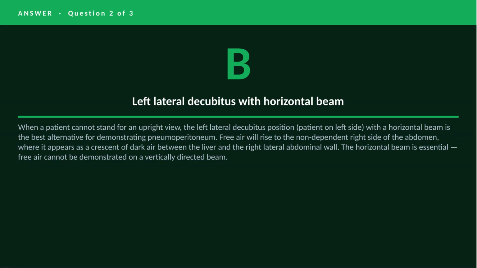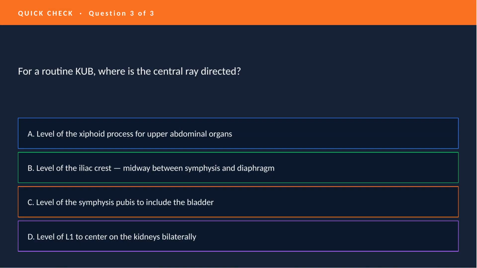The answer is B, left lateral decubitus with horizontal beam. When a patient cannot stand, the left lateral decubitus position is the substitute. The patient lies on the left side, and the horizontal beam allows free air to rise to the non-dependent right side of the abdomen, where it appears as a crescent of dark air between the liver and the right lateral abdominal wall. The horizontal beam is essential. Free air cannot be demonstrated on a vertically directed beam regardless of position.